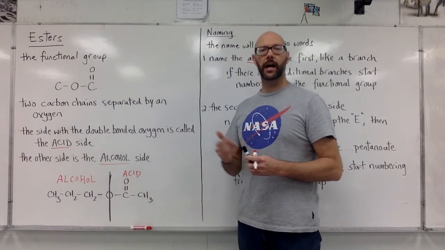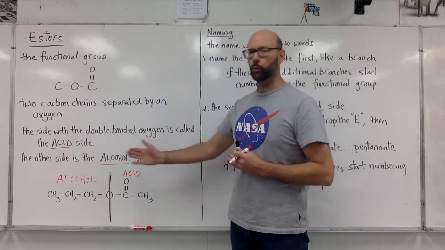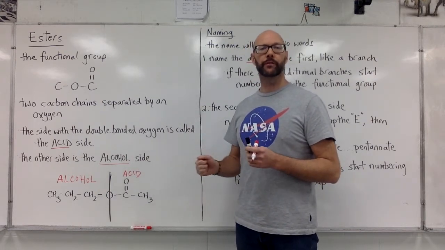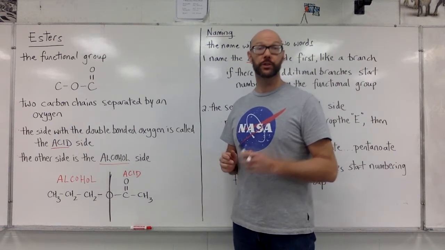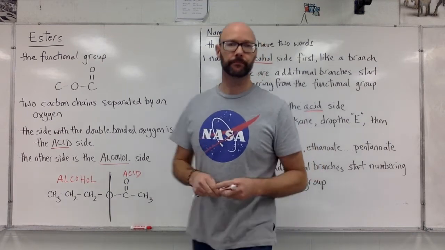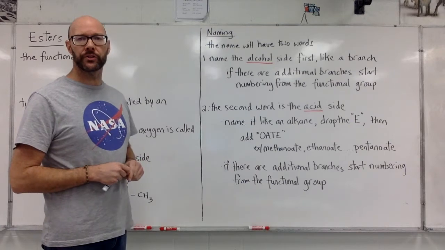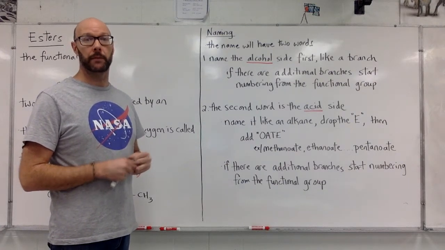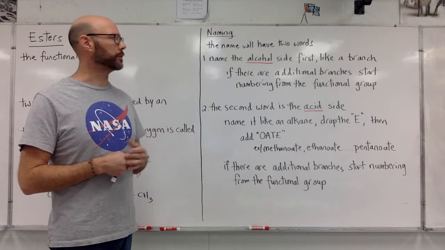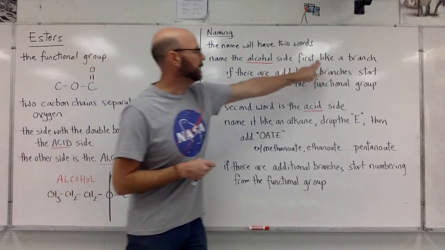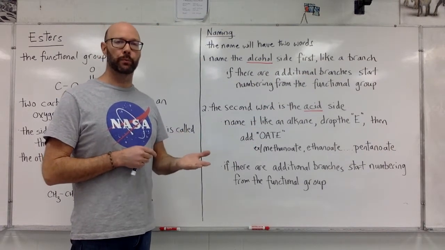It's all about deciding which is the acid side and which is the alcohol side. We don't usually write that down, but it's our important first thinking step anytime we have to name an ester. Now let's look at the steps for the naming process. We want to name the alcohol side first. That means we have to identify which side even is the alcohol side, and then we're going to name it first. We're going to name it like it was a branch, like it was an alkyl group.